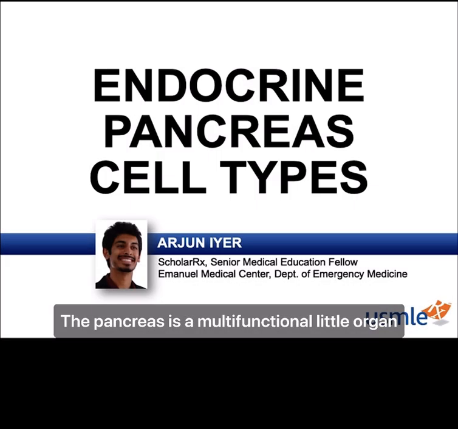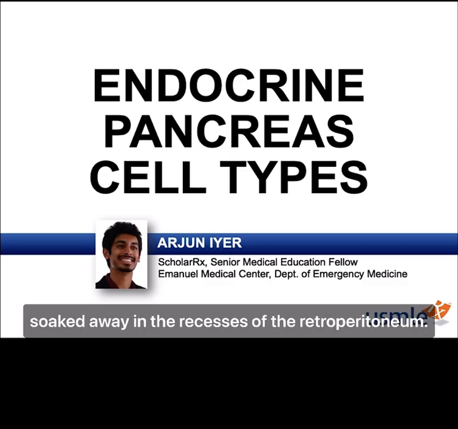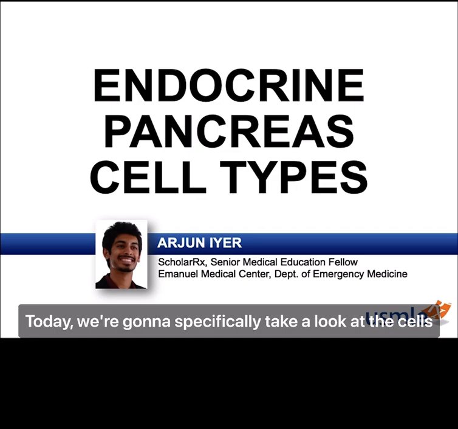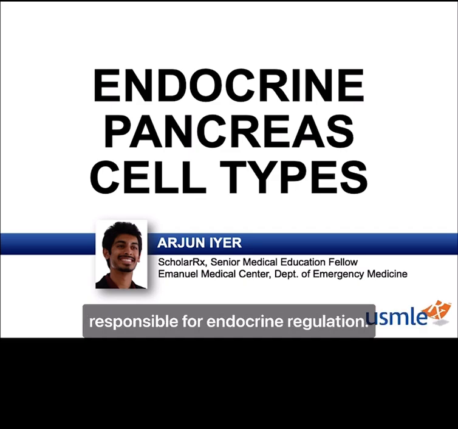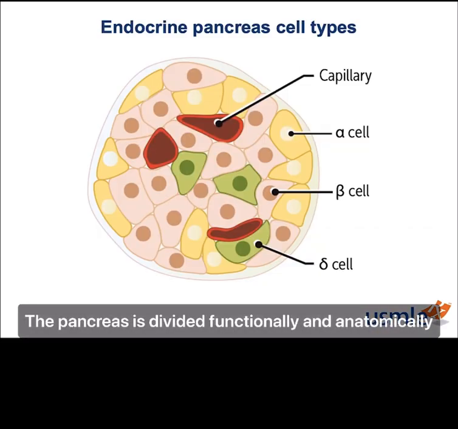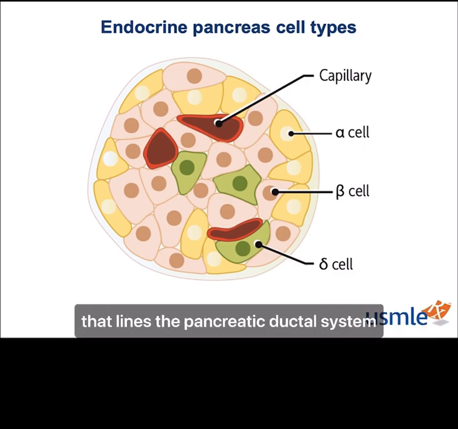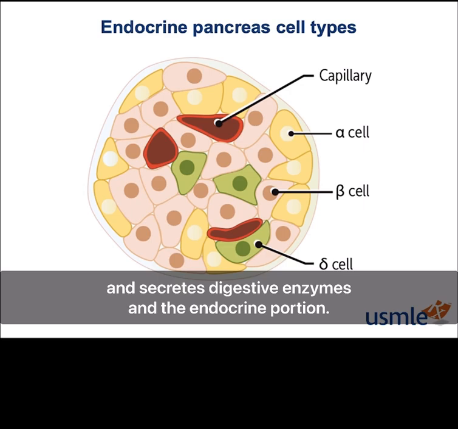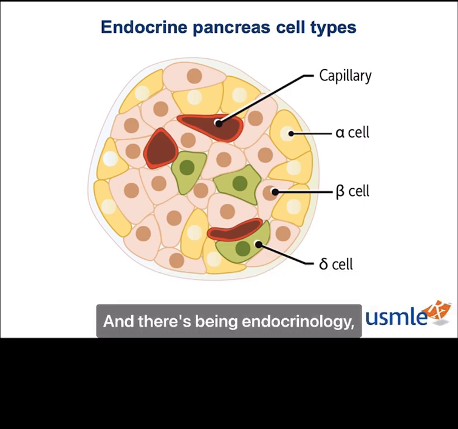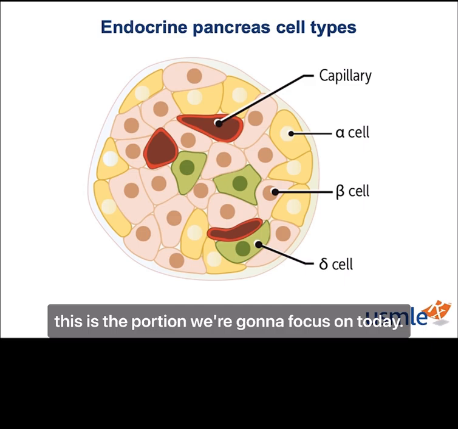The pancreas is a multifunctional little organ that looks like a gross pink fatty ball of meat socked away in the recesses of the retroperitoneum. Today, we're going to specifically take a look at the cells responsible for endocrine regulation. The pancreas is divided functionally and anatomically into the exocrine portion that lines the pancreatic ductal system and secretes digestive enzymes, and the endocrine portion. And this being endocrinology, this is the portion we're going to focus on today.